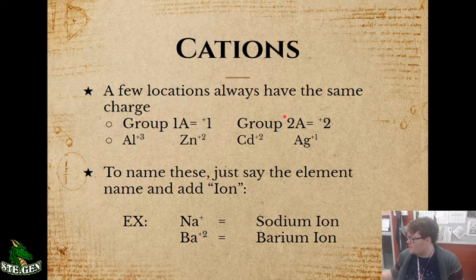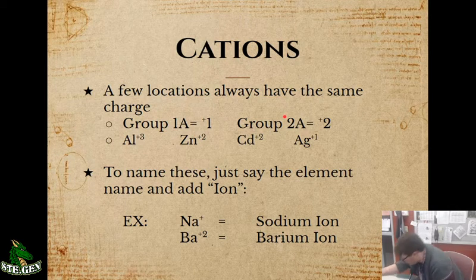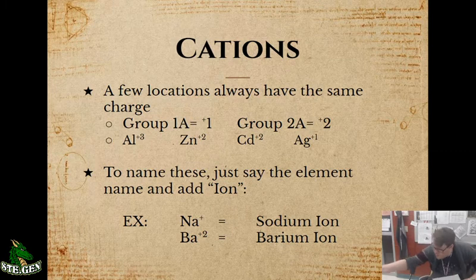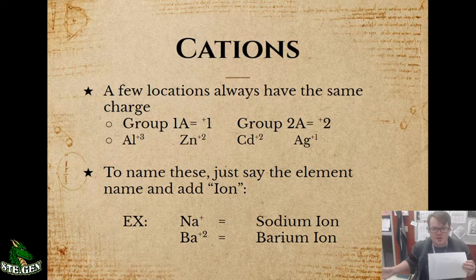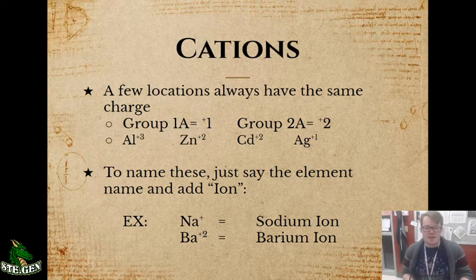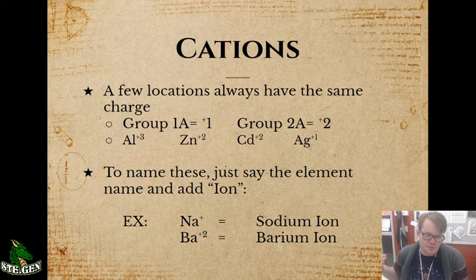Really what we're talking about here, make sure I've got a periodic table close by I can hold up. We are just talking about the first column here. I hope I'm in screen. I'm not 100% sure if I'm on screen. We've got 1 and we've got 2. This first one is always +1. These are always +2. And then there's Al, Zn, Cd, Ag. Those are always +3, +2, +2, and +1.